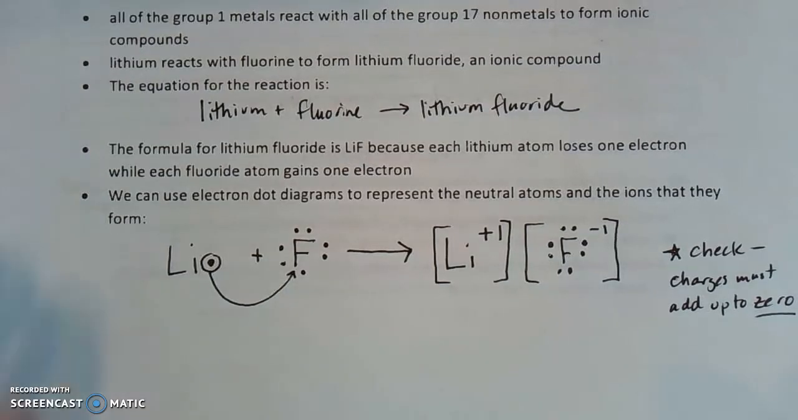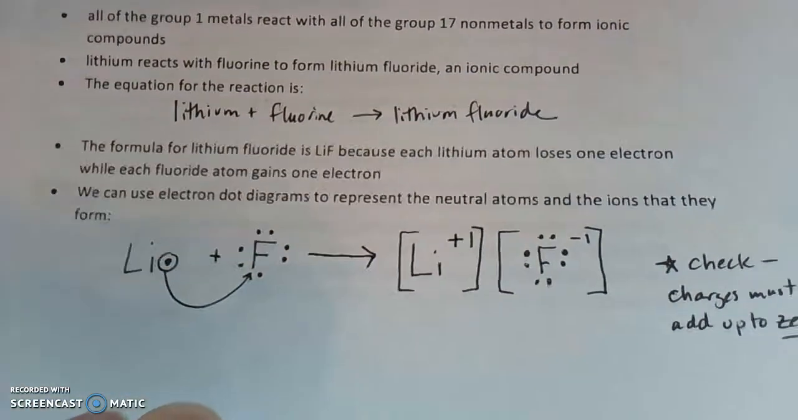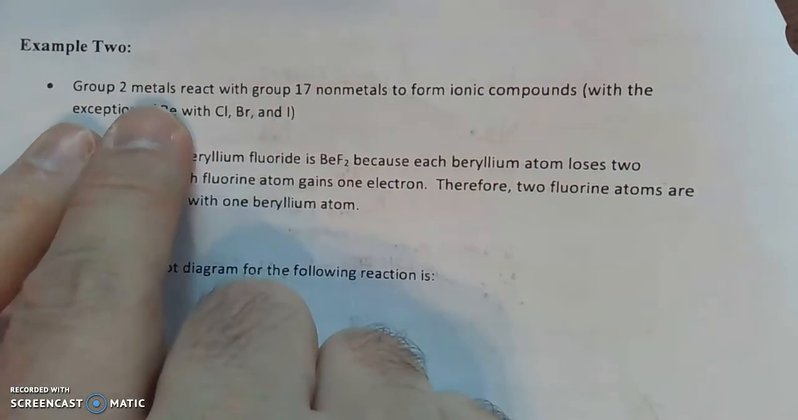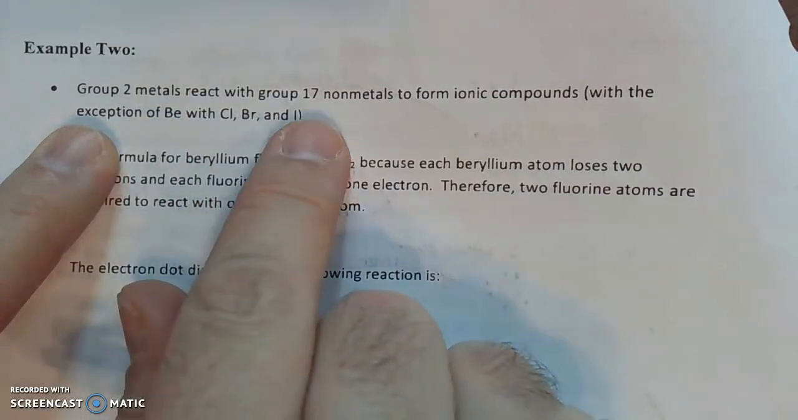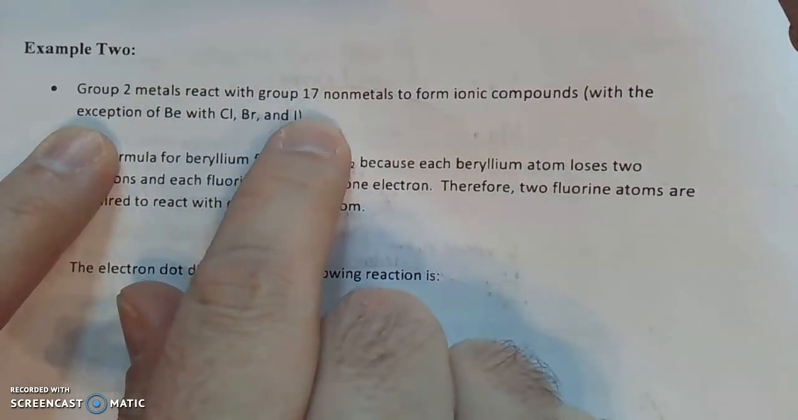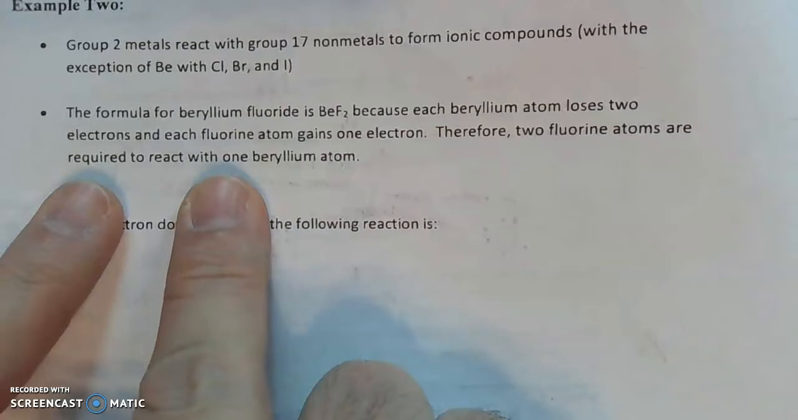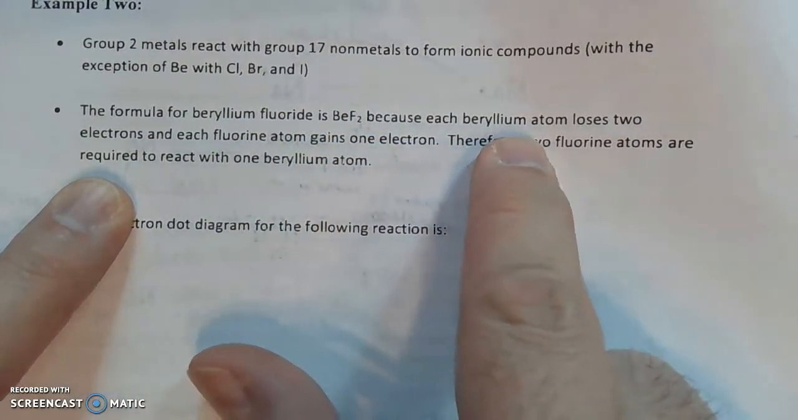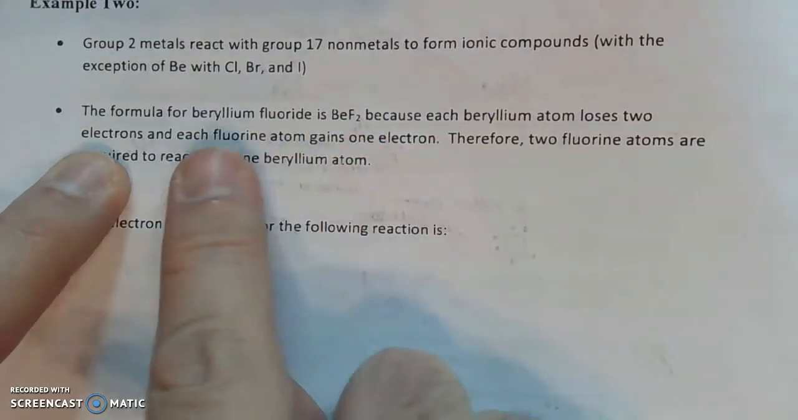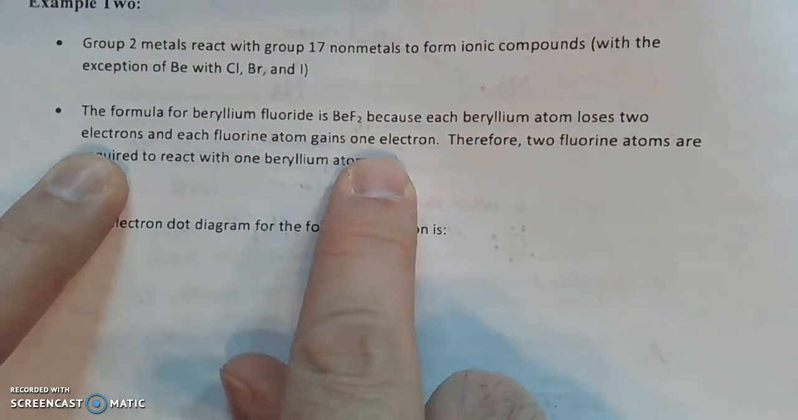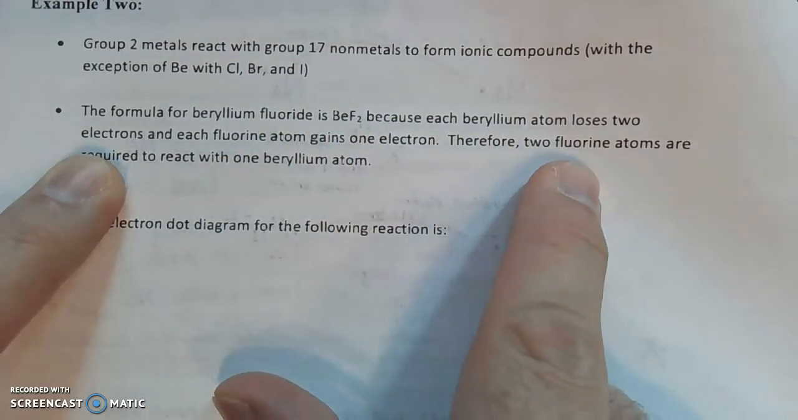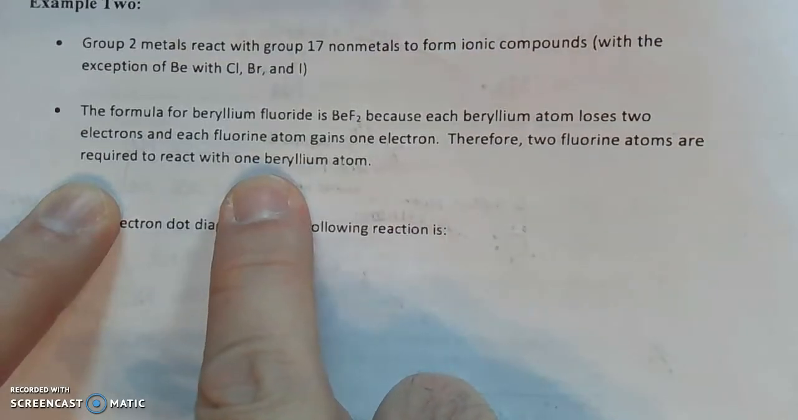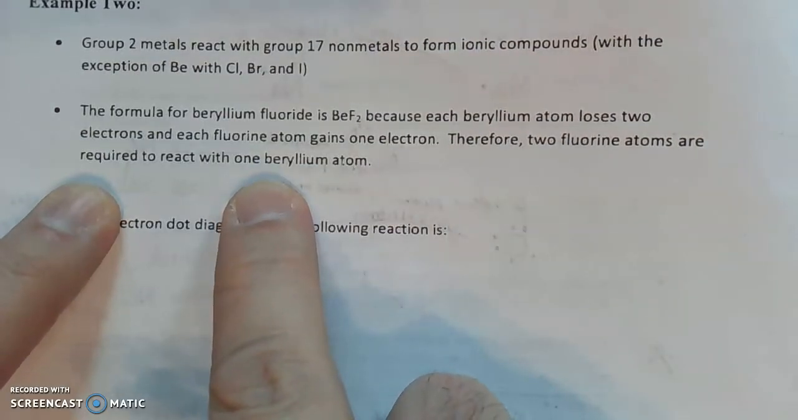So we're going to turn the page and we're going to look at a second example. Here we're going to look at a group 2 metal reacting with a group 17 non-metal. The formula for beryllium fluoride is BeF2 because each beryllium atom loses 2 electrons and each fluorine atom gains 1. Therefore, we need 2 fluorine atoms for every 1 beryllium atom. It gives us our ratio.